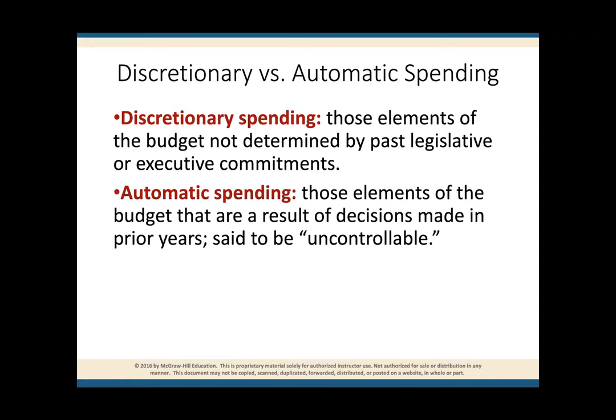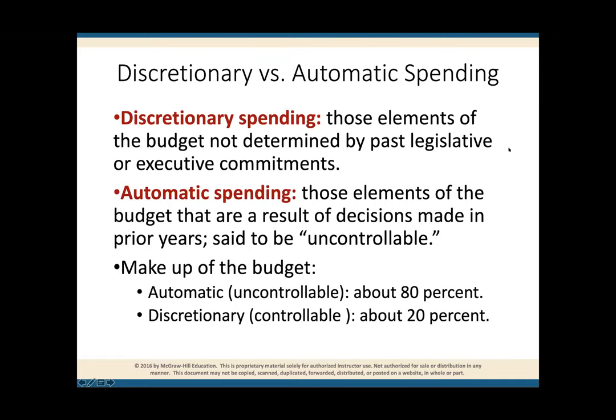Well, let's continue with this, okay? Automatic or uncontrollable spending accounts for about 80% of the total budget. Again, I made a mistake earlier, it's not 50, it's 80%. 80% of the federal budget is actually uncontrollable, which simply means there's nothing we can do about it, we cannot touch that. And only 20% of that is actually controllable.